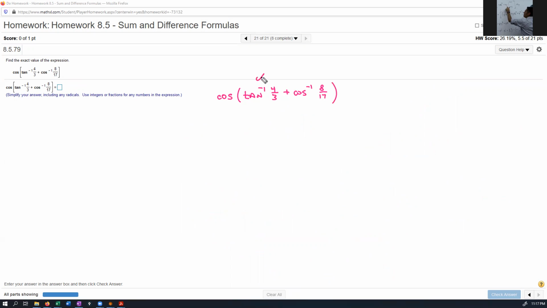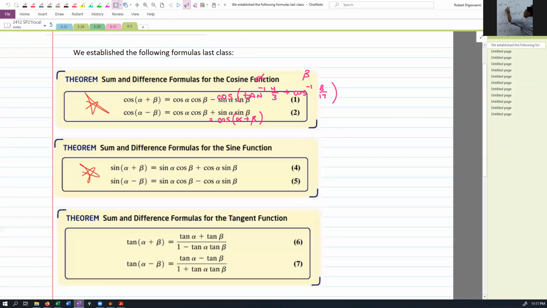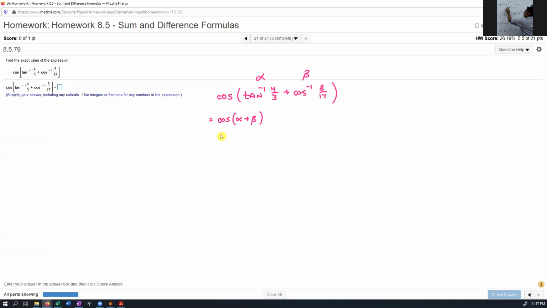Okay, so I'm going to look at this as being alpha and beta. And so what we really want to know is what is cosine of alpha plus beta. And this is equal to, and I'm having a little brain fart here, it's the opposite. Yeah, so this is cosine alpha cosine beta minus sine alpha sine beta.